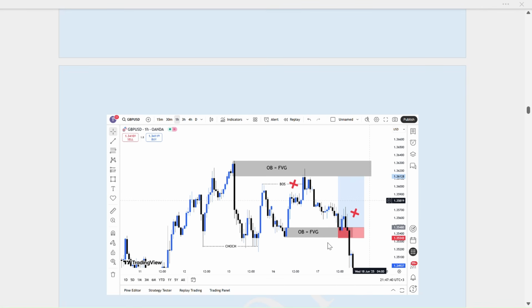So we have also other types of liquidity that are very complex, and these are the internal structure liquidity and the external structure liquidity. But for now, let us try to understand these four types of liquidity.